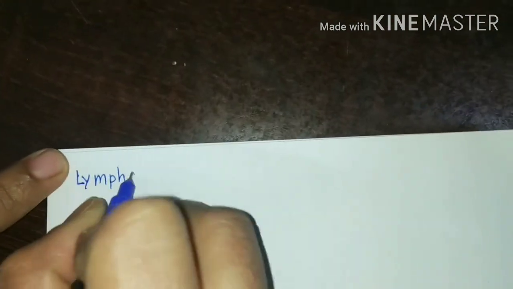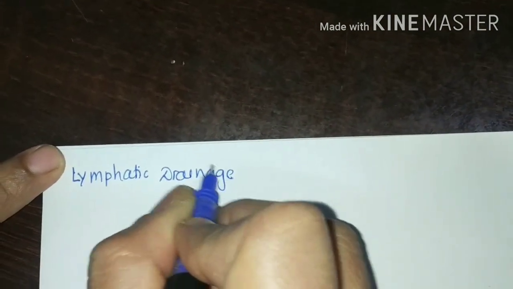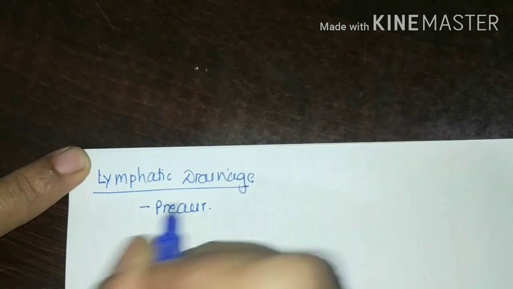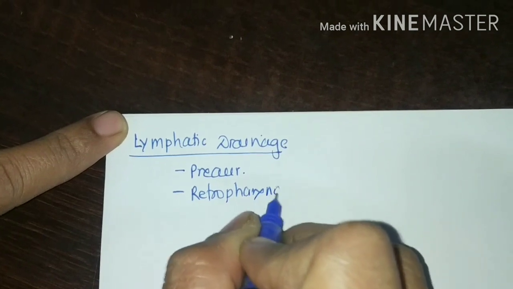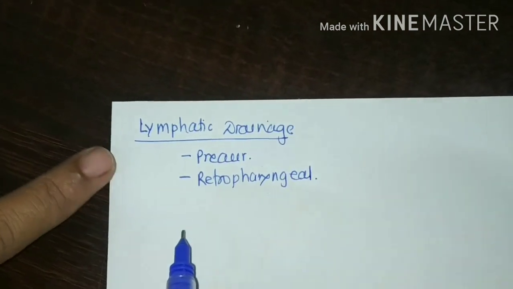Now coming to the lymphatic drainage of middle ear. So there are two group of lymph nodes. One is the pre-auricular group of lymph node and other is retropharyngeal group of lymph nodes. Clear? So this is lymphatic drainage.